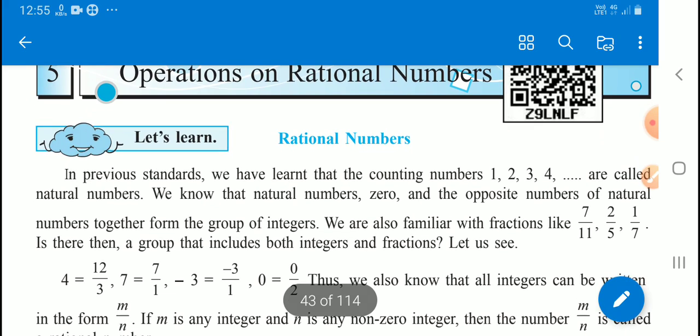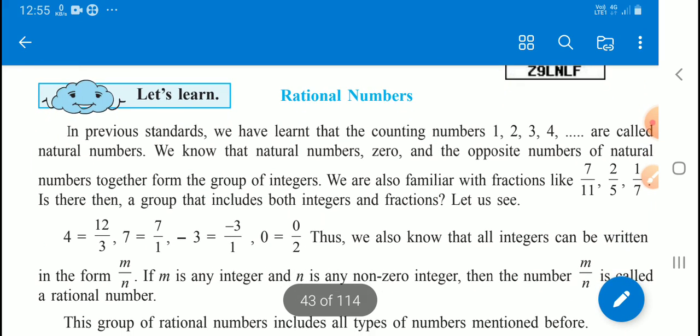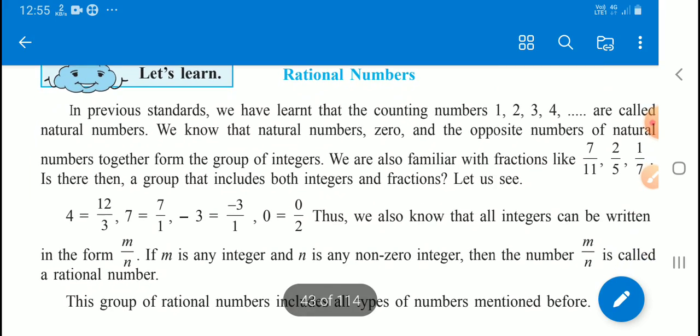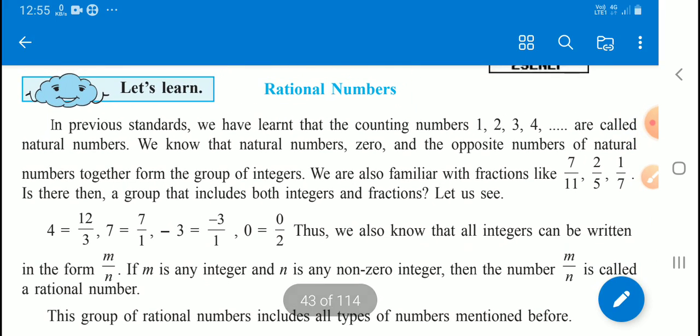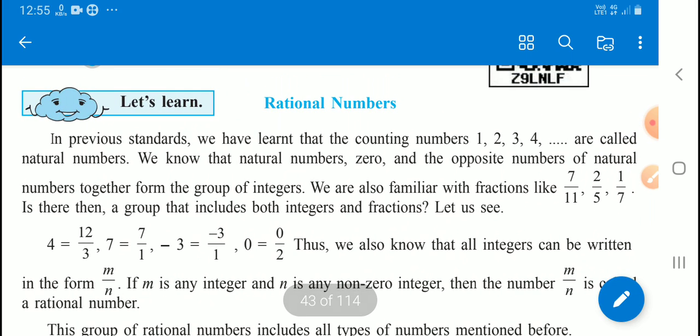Now look, last year you have studied the natural numbers and whole numbers. Natural numbers start from 1. Whole number means 0, and all natural numbers together, that group is known as the group of whole numbers. Now the numbers which are in fraction form, these are known as rational numbers.